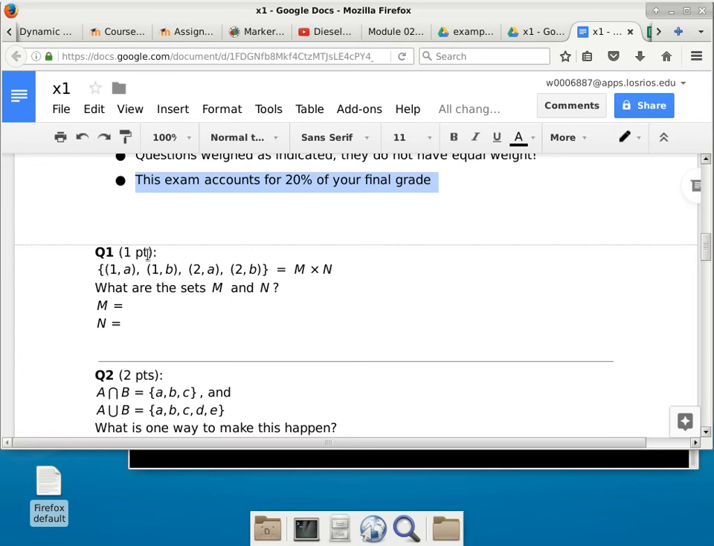The first question is worth 1 point. It's asking: this set on the left-hand side is the Cartesian product of which two? Can you name the M and the N where the Cartesian product of those two would end up with this particular result? What do you think? So M is going to be the set of 1, 2, and N is going to be A, B. Yep, that's the correct answer.